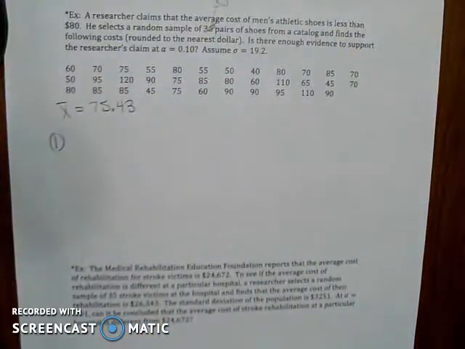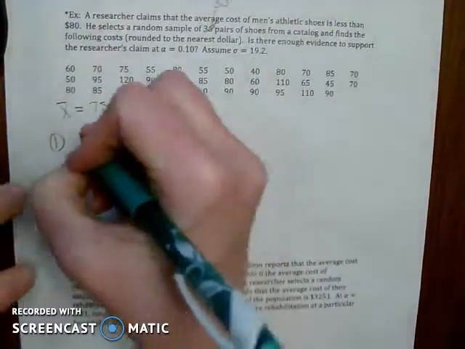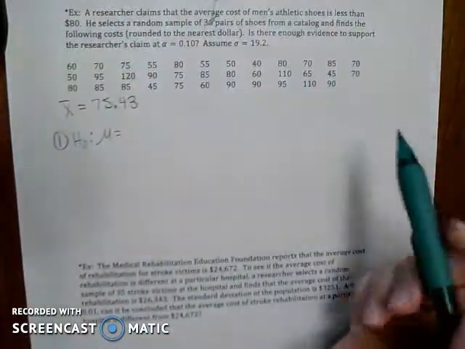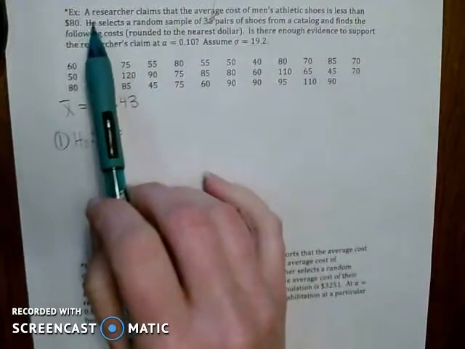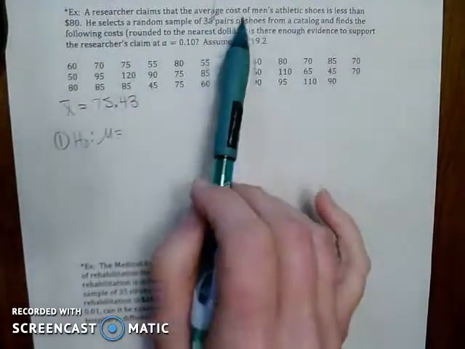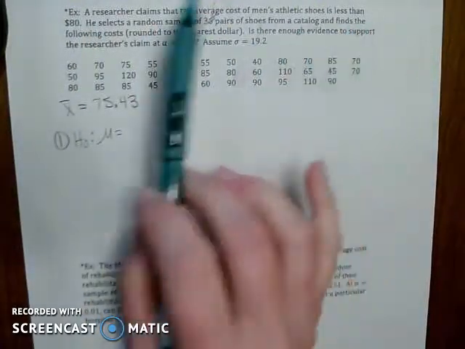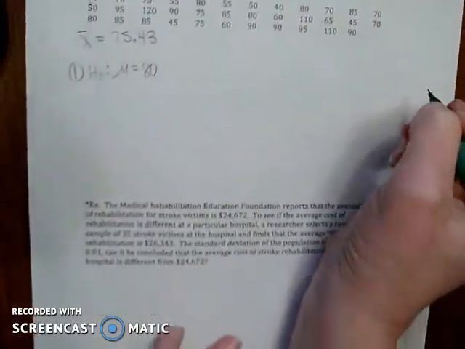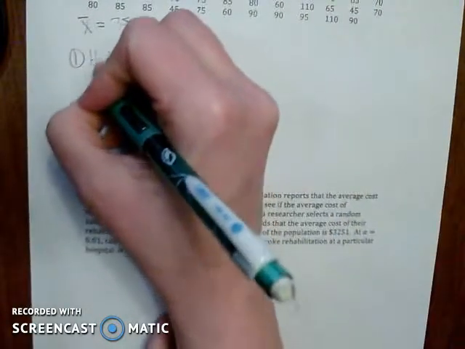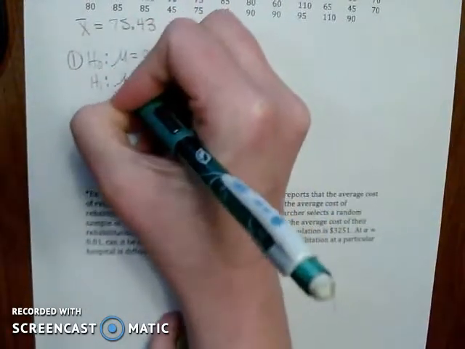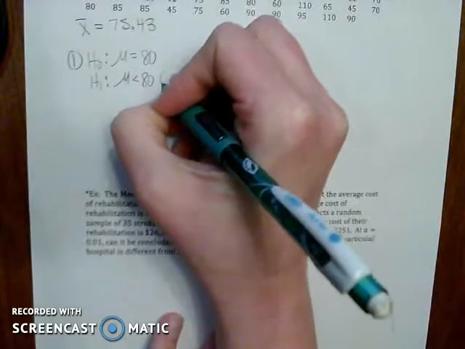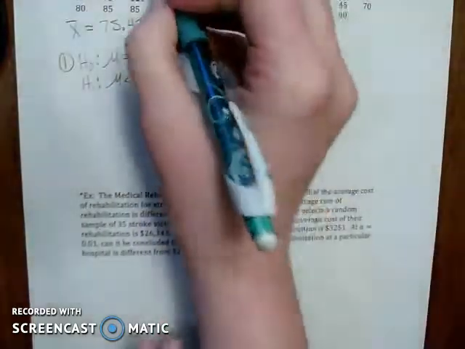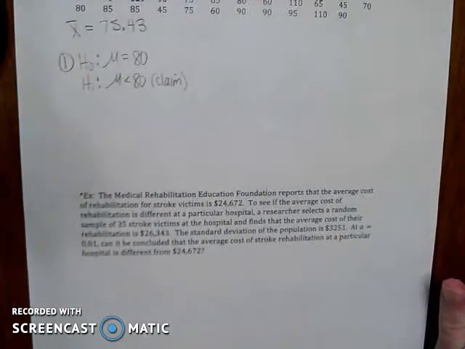Okay, so again, we read through this. First step, H sub 0 is always mu equal. So you need to look through here, and here's what it says. A researcher claims that the average cost of men's athletic shoes is less than $80. So that's where the 80 goes. Okay. So again, H sub 0 is equal. H sub 1 is less than, and that was his claim based on the problem. It says it claims that it's less than 80.